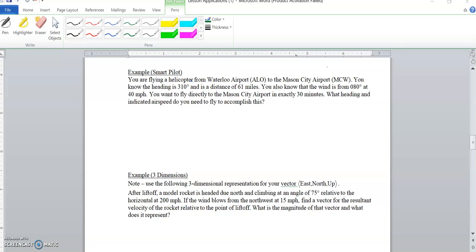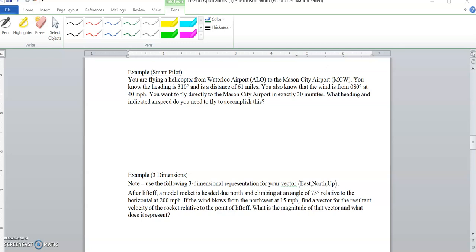The Smart Pilot is going to look at the wind, look at the direction they need to go, and say, I need to point the nose of my aircraft a different direction than I want to land because I'm accounting for wind. The wind will push me towards my destination, so that by the time I have traveled the distance I want, I've also ended at the direction I want.